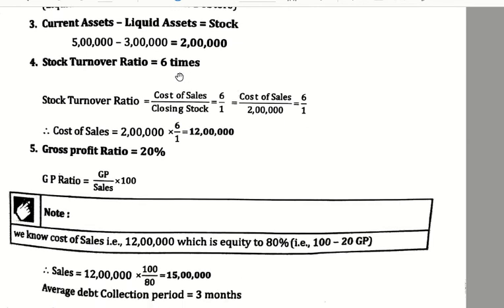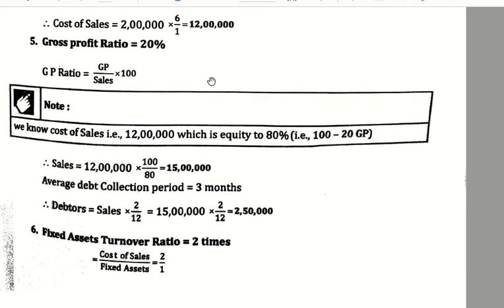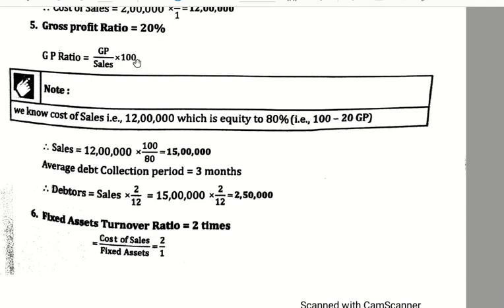So the stock turnover ratio we have is 6 times. Now we have the amount of stock, which is your closing stock, which we can consider to be 2 lakhs. The stock turnover ratio is equal to cost of sales divided by closing stock, which is 6/1. So cost of sales we don't know, we have our closing stock. If we cross multiply, our cost of sales is 12 lakhs. Now we have a gross profit ratio, which is 20%. So gross profit ratio is equal to gross profit divided by sales into 100. We know that cost of sales is 12 lakhs, which is equal to 80%, that is 100 minus 20% gross profit. Now sales is 12 lakhs into 100 divided by 80, which is equal to 15 lakhs.